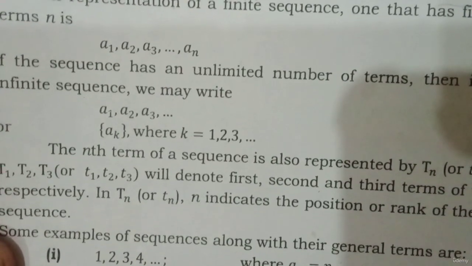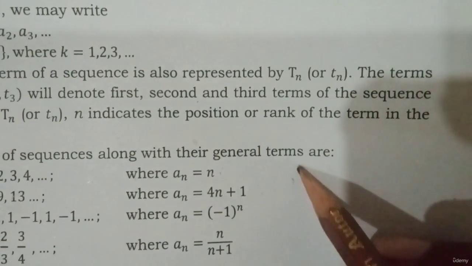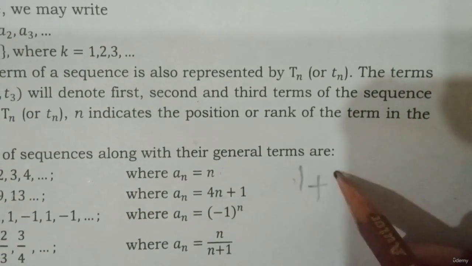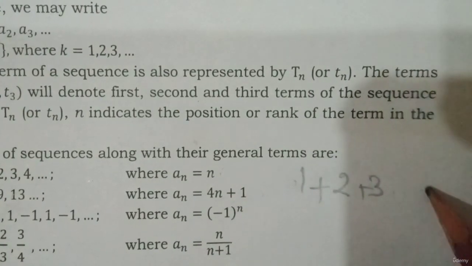A sequence is something in which we have a definite rule. Now I want to tell you, if you add the terms of a sequence, like 1 plus 2 plus 3, then it is called a series.